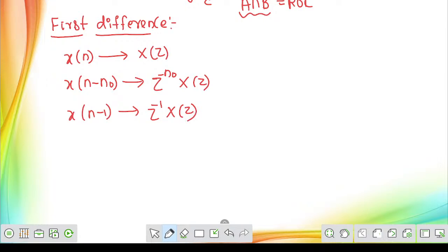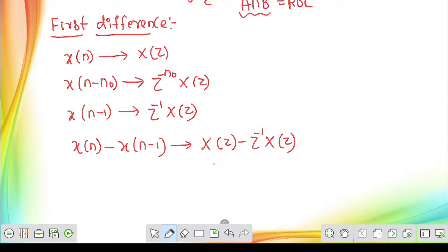Now first difference means, I have also defined this first difference when I was discussing discrete time Fourier transform. Here also the first difference means we just have to find the difference between x of n and x of n minus 1. Its corresponding transform: for x of n this is X of z, for x of n minus 1 this is z power minus 1 into X of z. From this you can take X of z outside, so this can be written as X of z into 1 minus z power minus 1. This is the property of first difference.